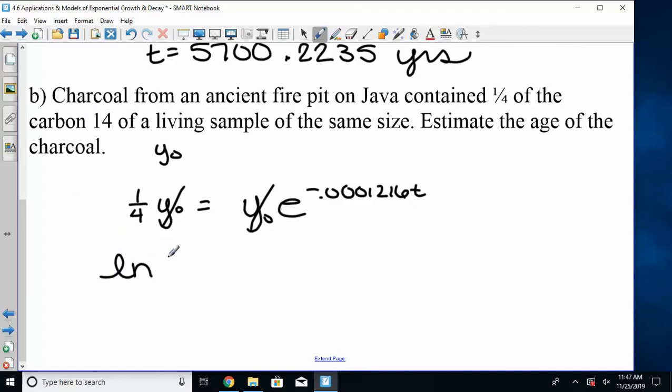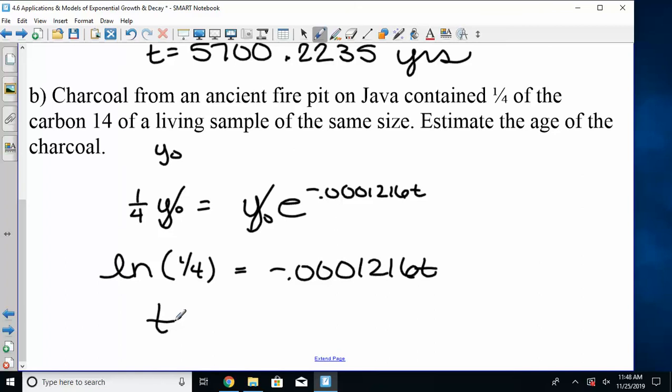So then we can add our natural log. And you guys are all okay that I'm not writing my natural log of E over here anymore. You know why I'm dropping that. So how old is this charcoal?